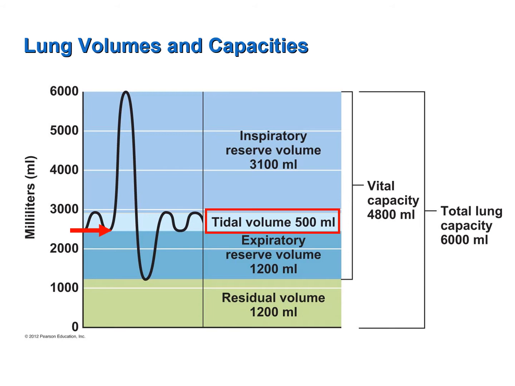Now let's say you do a maximum inhalation. You breathe in as much air as possible. So there you go, you breathe in maximally. The amount of air that enters the respiratory system during a maximum inhalation above that of tidal volume is called the inspiratory reserve volume. So that's the amount of air that enters the respiratory tract above tidal volume when you inspire maximally.